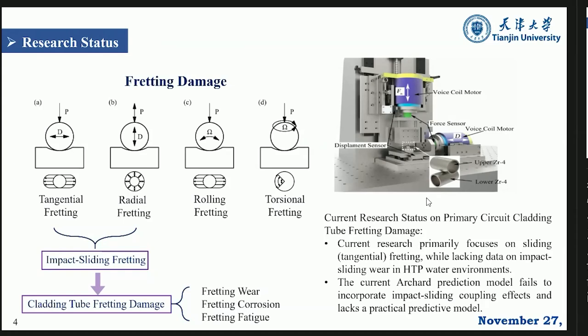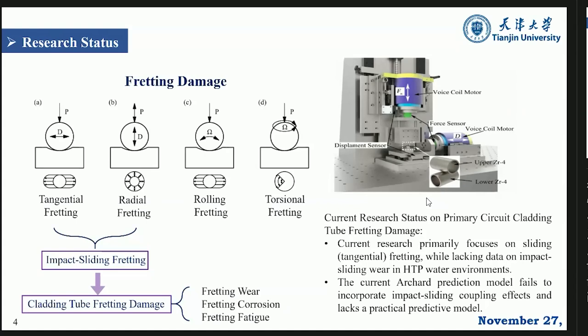That means we should follow the impact and the sliding. The sliding is the tangential fretting, and the impact is in the radial direction. So we combine them together and focus on the fretting damage, and then on fretting wear, fretting corrosion, and fretting fatigue. But in the current research, we still have two kinds of questions.